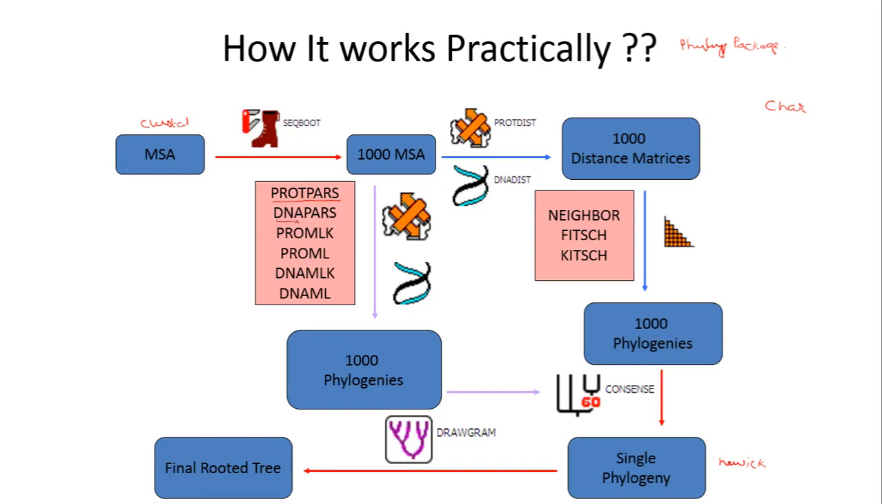If your multiple sequence alignment contains DNA sequence and if you want to use a character based method like maximum parsimony, then DNAPARS would be the computer program that you would be using from the Phylip package. And if you are trying to generate a tree using a character based program like maximum likelihood, and you end up working with protein sequences, then you can use these two computer programs, PROMLK and PROML, for generating phylogeny.